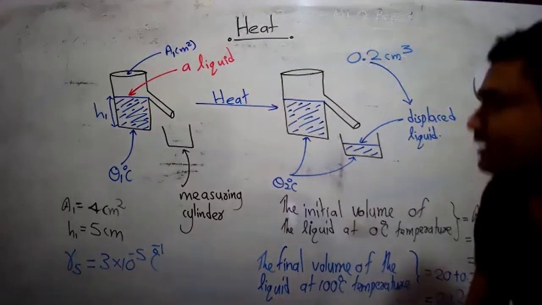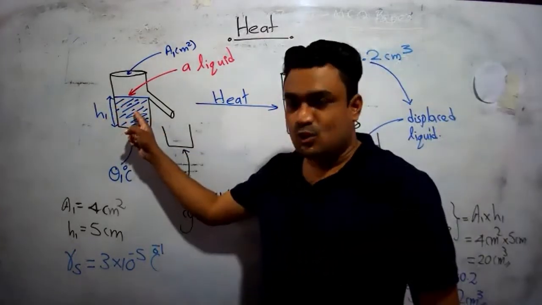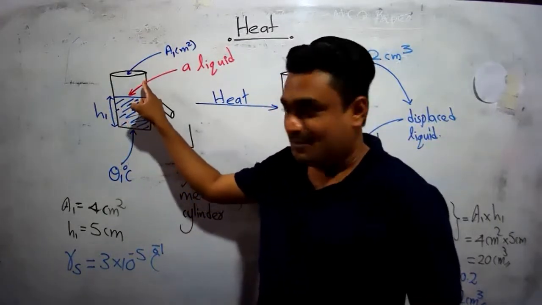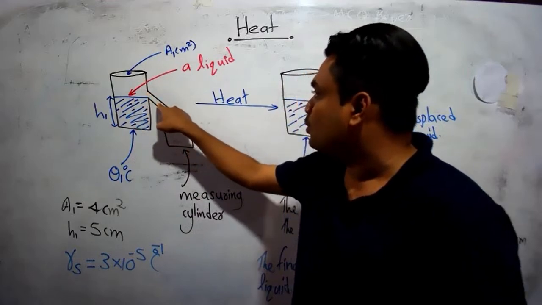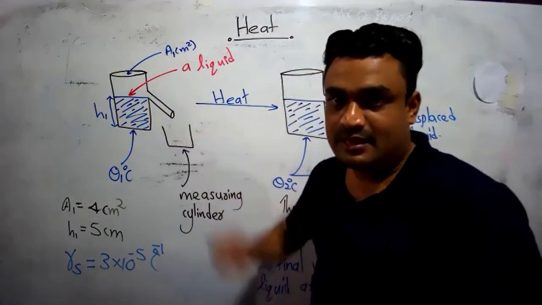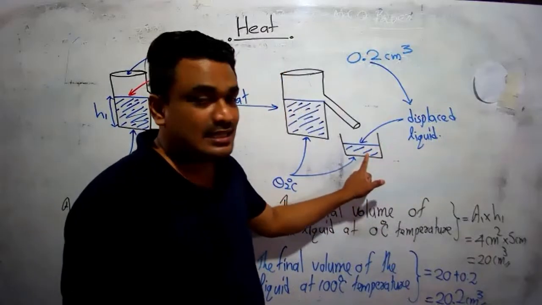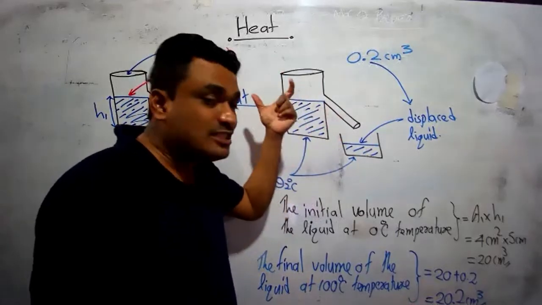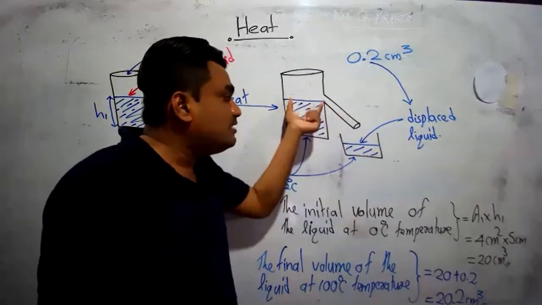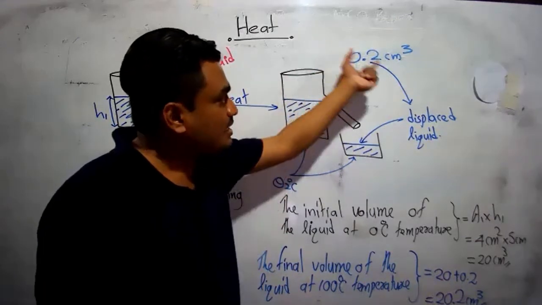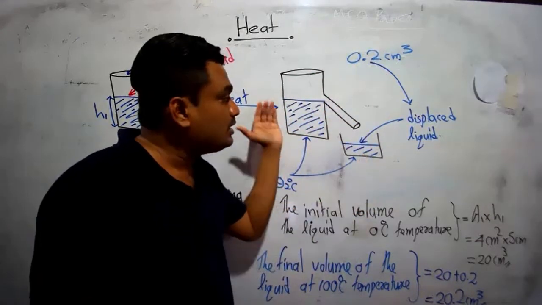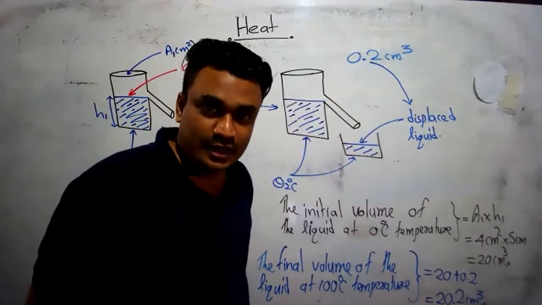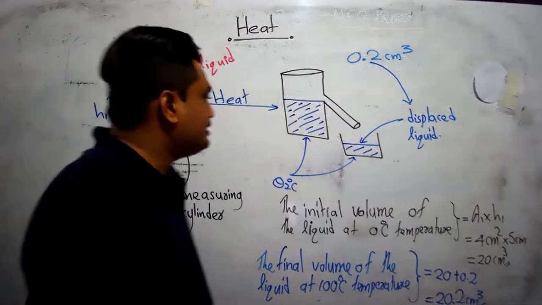Right, now look at the board there. The initial volume of the liquid is 20. So that's this volume. When the temperature increases, the liquid tries to rise up, but it cannot rise up. It will flow through this tube and be collected in the measuring cylinder. The volume of the liquid collected in the measuring cylinder is 0.2. If the vessel is not expanded, the volume of the liquid in the vessel is still 20. So the expanded volume of the liquid is 0.2. Therefore, the total volume of the liquid in the vessel is 20 plus 0.2. Got it? Right. Yes, sir.